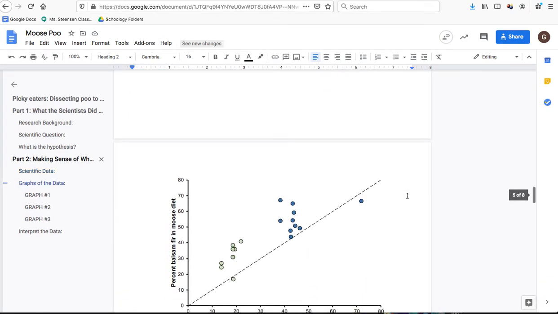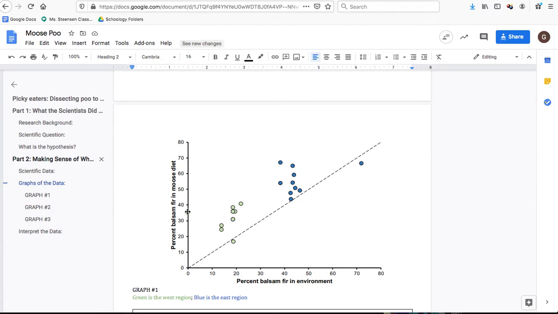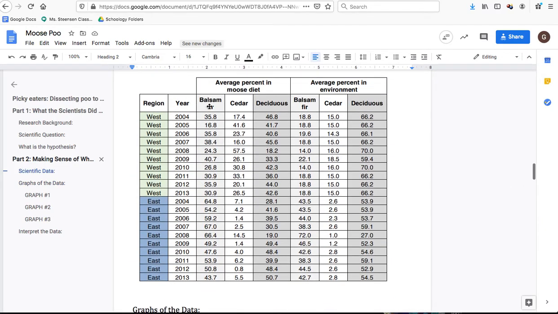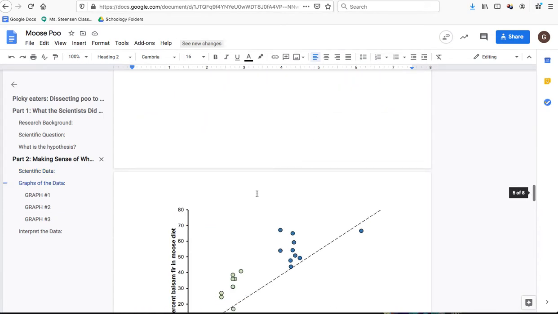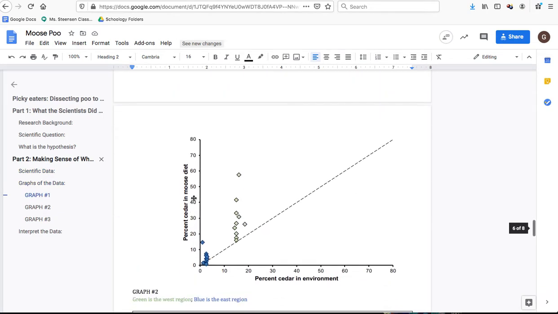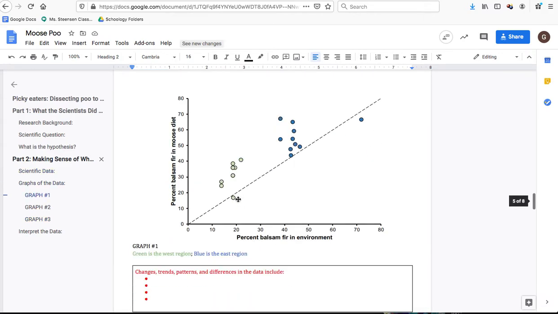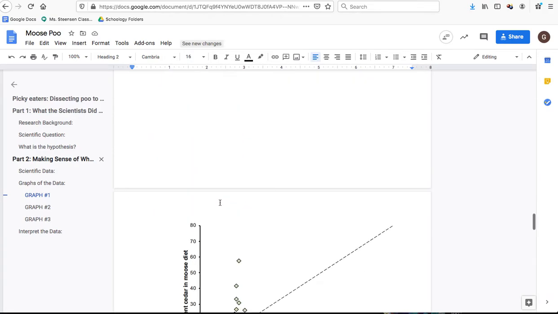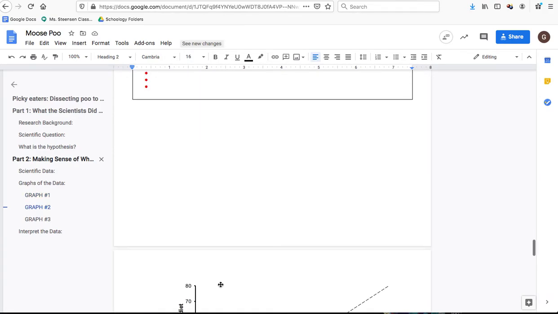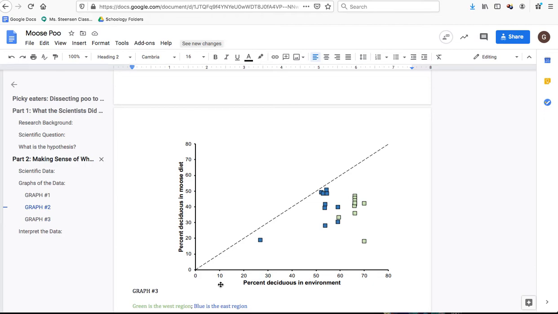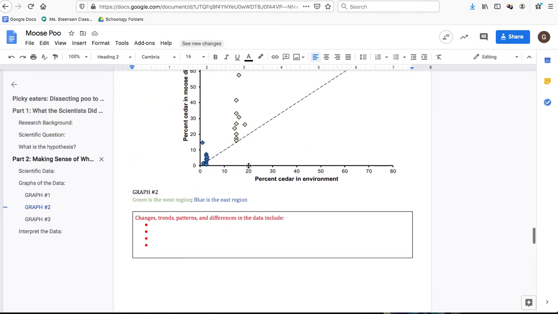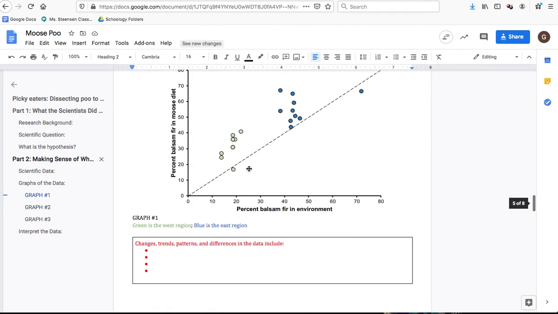Okay, so there are 3 graphs, one for each type of plant. We had balsam fir, cedar, and deciduous. I'm going to help you look through the first one, and once we've gone over the first one, you can probably look at the second and third one on your own, because they are all the same type of graph. We use different shaped dots just to differentiate between the 3.